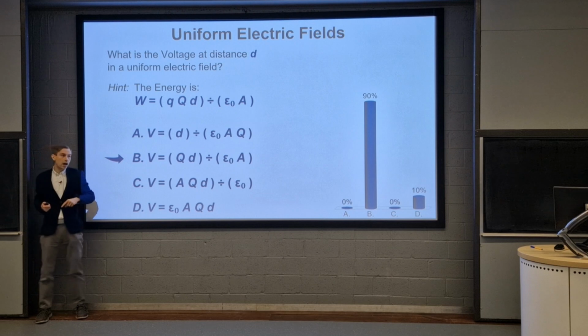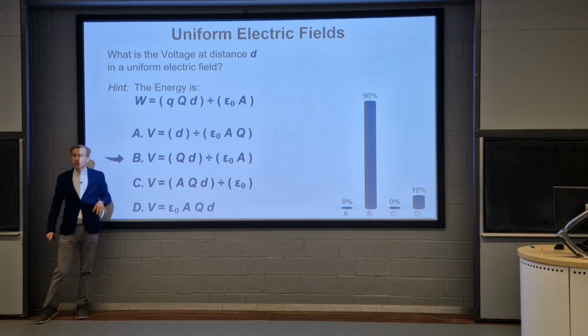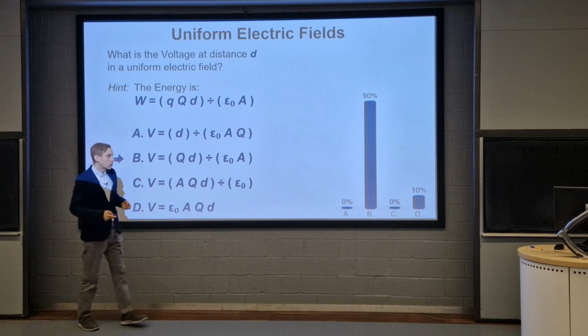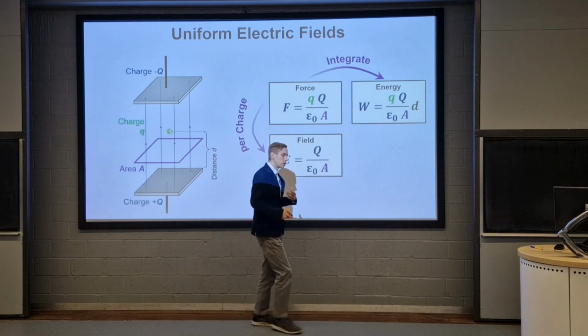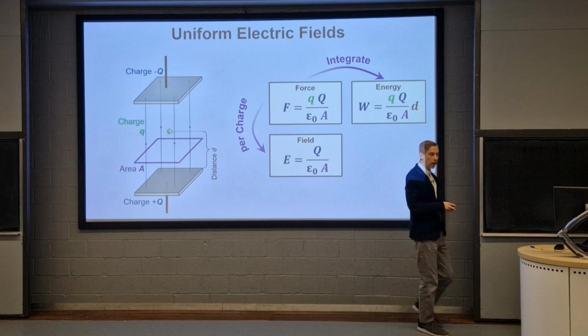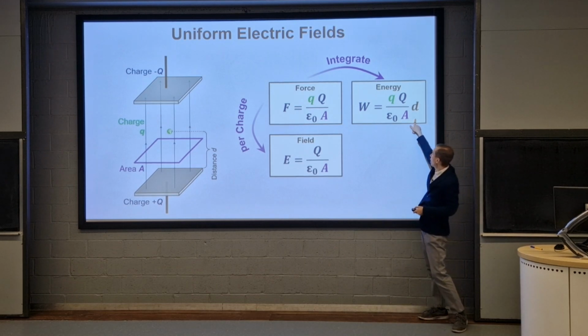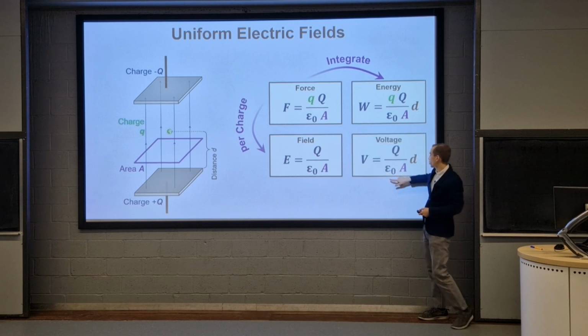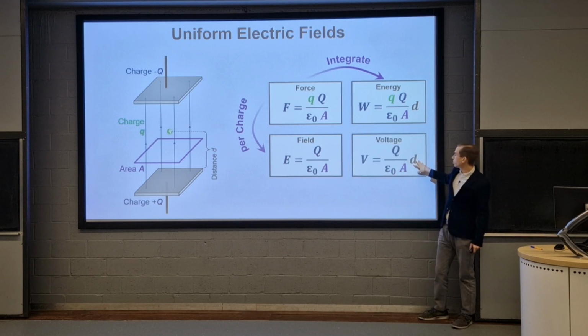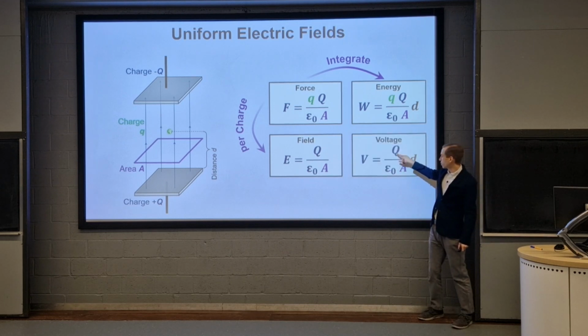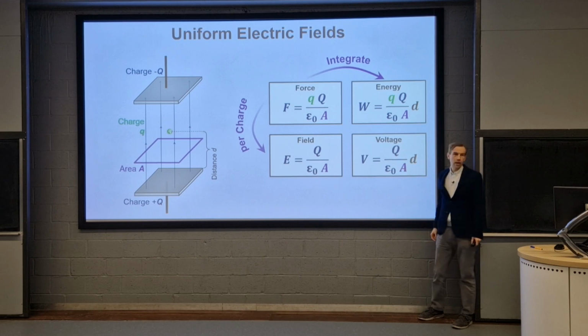So for the last slide for today, let's put this voltage back into our puzzle, complete the picture, and see what we have going on here. So here's our kind of puzzle that we've been putting together the whole lecture. So we saw that's the energy, and then the voltage, it's just the energy per charge. Okay, so we just divide out that little Q, and we get this for the voltage. So Q over epsilon naught A multiplied by the distance.